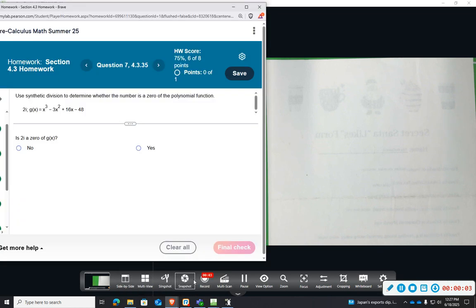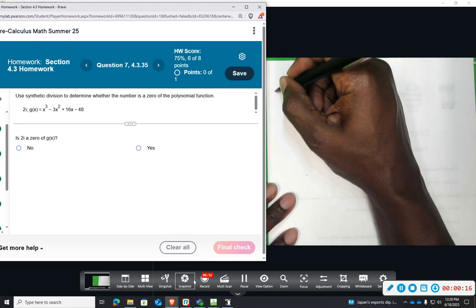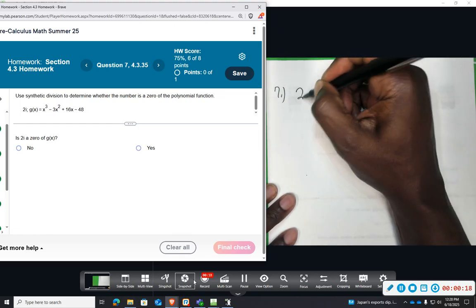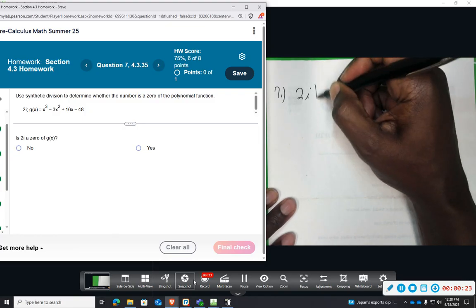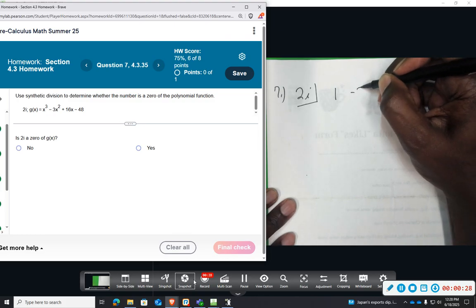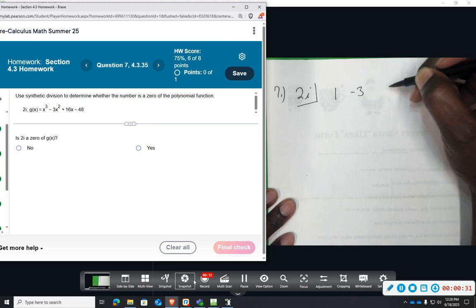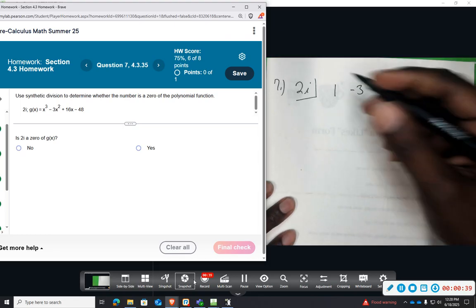Number 7, they want us to see if the value 2i is a 0. Usually when I see the imaginary terms, I like to do long division. However, they want us to use synthetic division, so we're going to go through that process. So we have 2i as our box number, x to the third, coefficient of a 1, x squared negative 3, and we have 16, and then negative 48. Okay, so we're going to go through this with synthetic division.